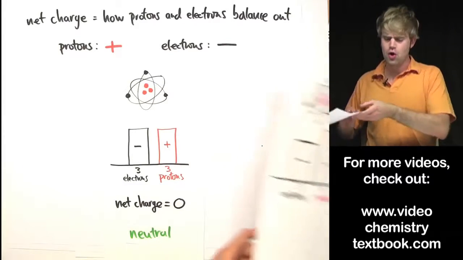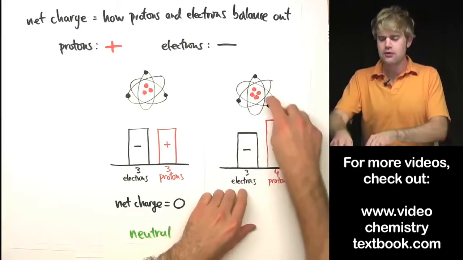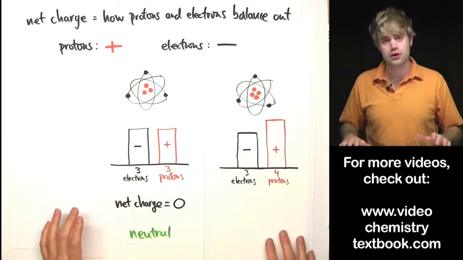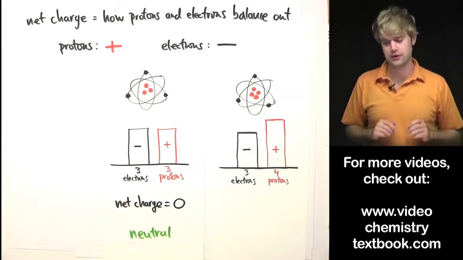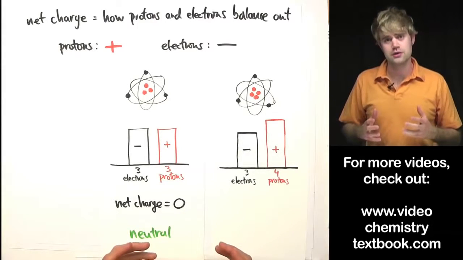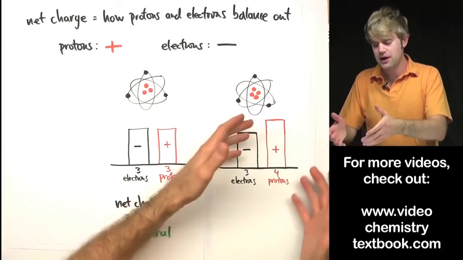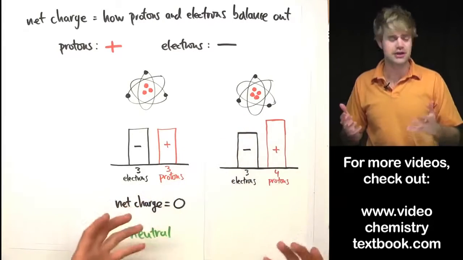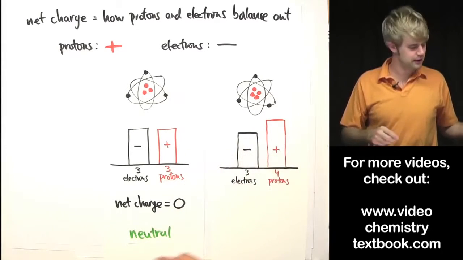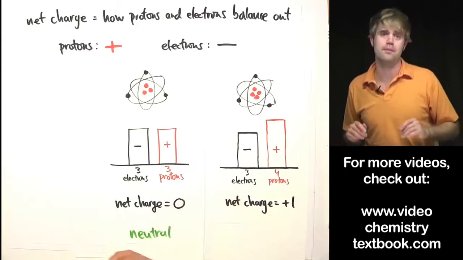Now, what would happen in an atom where we have 4 protons and 3 electrons? We don't have the same number of electrons and protons anymore, so they can't totally balance each other out. Instead, we have more protons than electrons, so we're going to have a net charge that's positive, because there's going to be some of this positive charge in the protons that can't be balanced out by the electrons. In this case, we have 1 more proton than electron. So this is going to give us a net charge of +1.